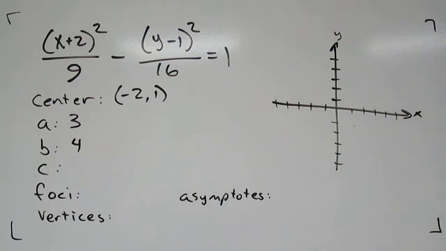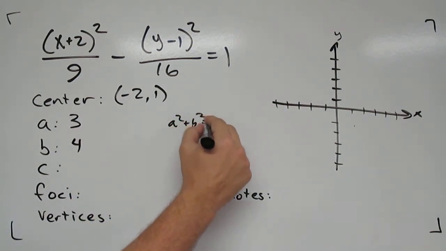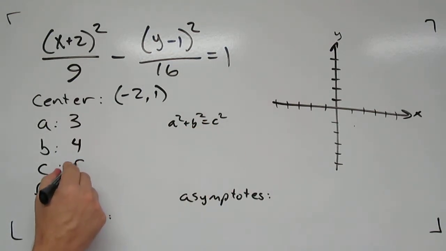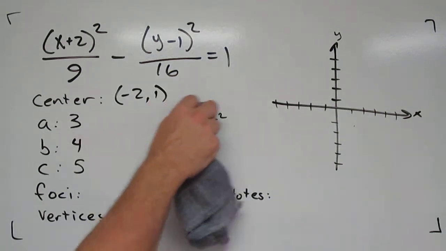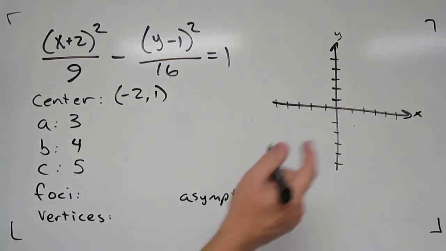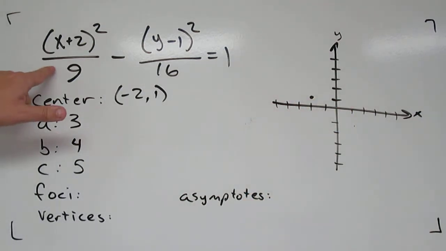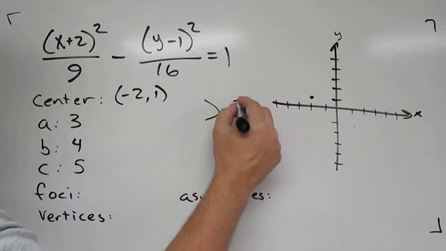And then I told you we had this relationship that a² + b² = c². So 3² + 4², hopefully you remember that from a 3-4-5 triangle, would cause c to be equal to 5. Okay? So if I go ahead and graph in my center here at (−2, 1), because the x is first, it's squared and it's over the positive value, I can tell you that this hyperbola, just the general idea, is going to be opening left and right like that.